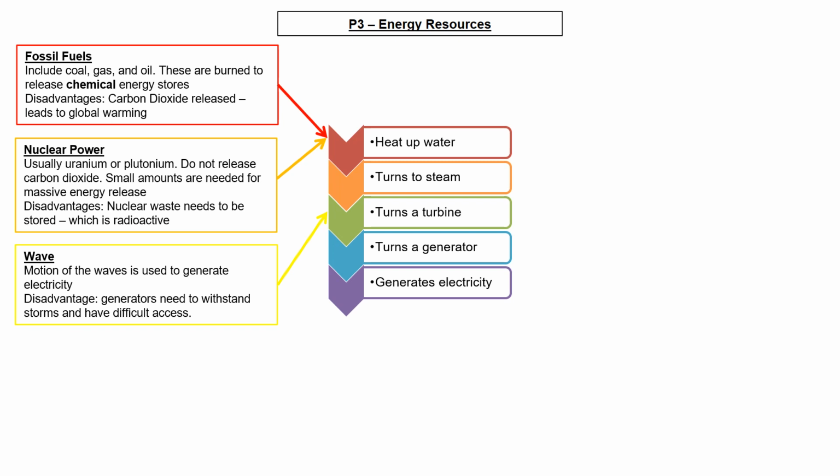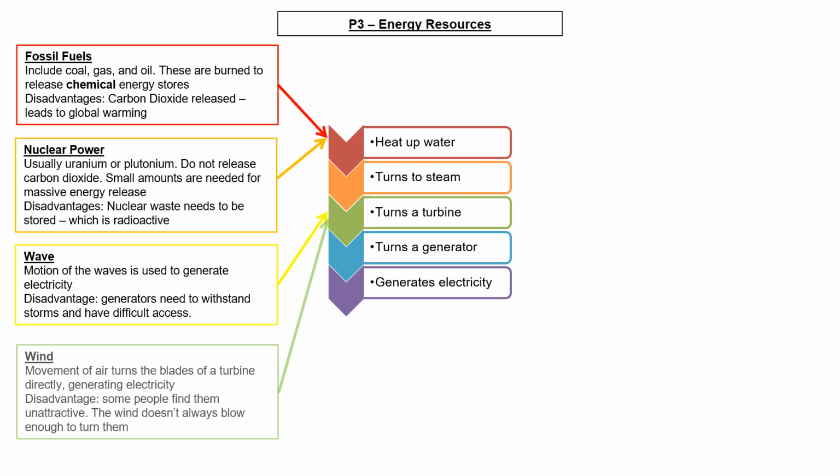We've also got wave power. So this is the first of the renewables. These are renewables now, ones that will never run out. We use the motion of waves to generate electricity. Disadvantage of this, generators are needed to withstand storms and they are quite difficult to access. They're out in the ocean. You'd have to get a boat to get out there. So if it breaks down, you kind of have to hope for calm weather.